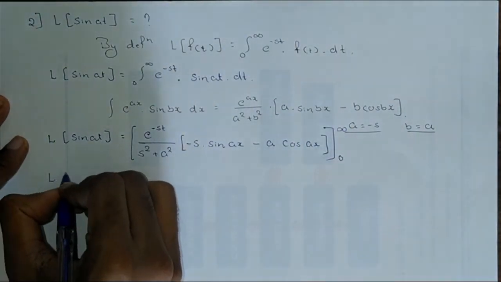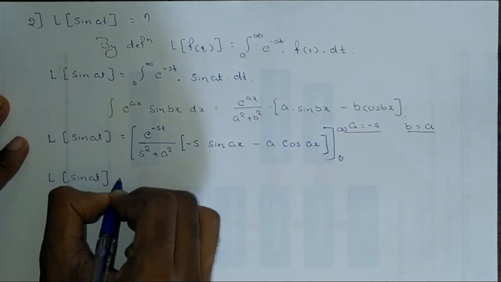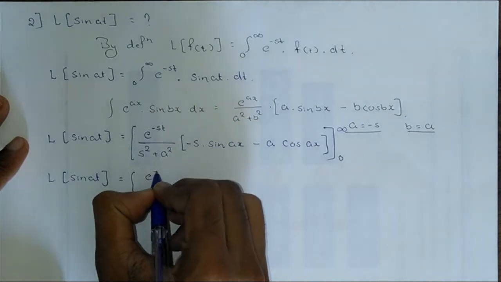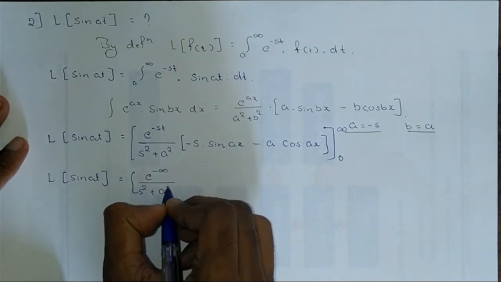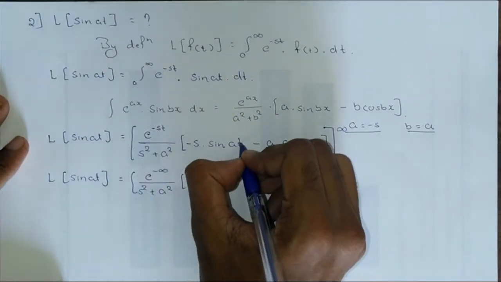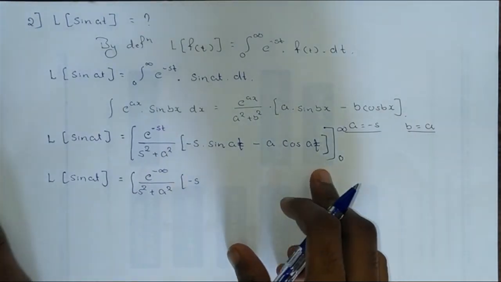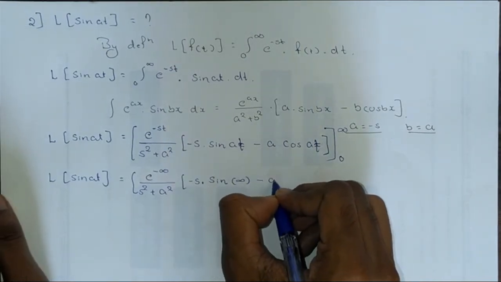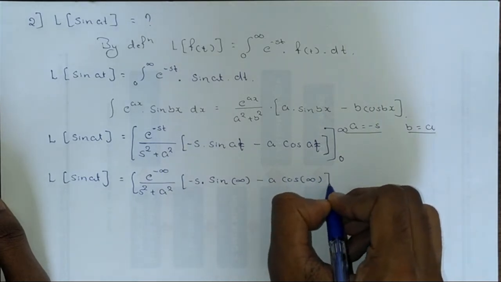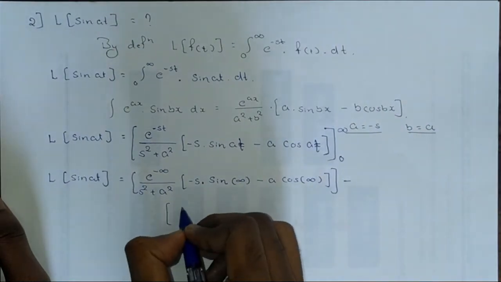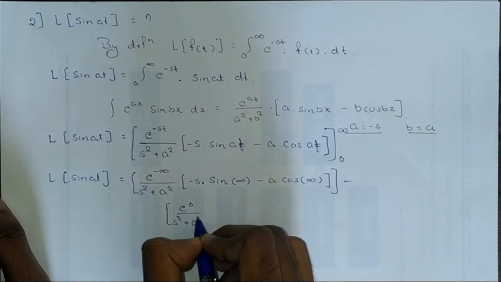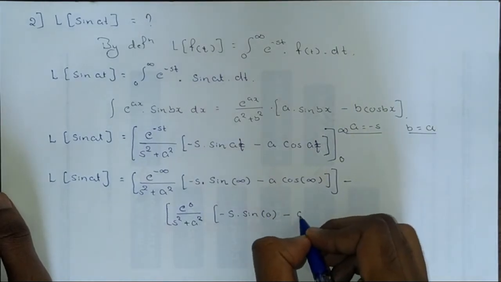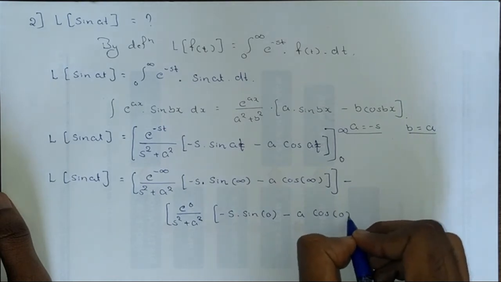We'll solve it down. Laplace of sin at is equal to, we will put the infinity in terms of t, e raised to minus infinity upon s square plus a square, minus s, sorry, please check it down, it will be t because this formula will be connected as sine of infinity minus a cos of infinity, minus e raised to 0 upon s square plus a square, bracket s sine of 0 minus a cos of 0.